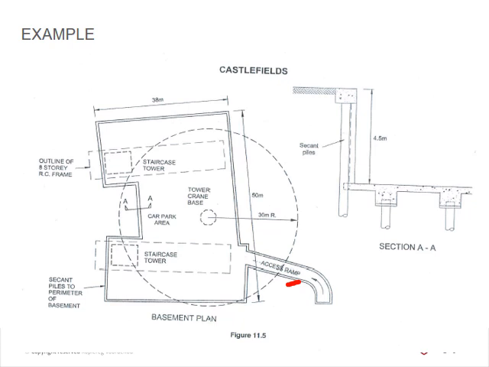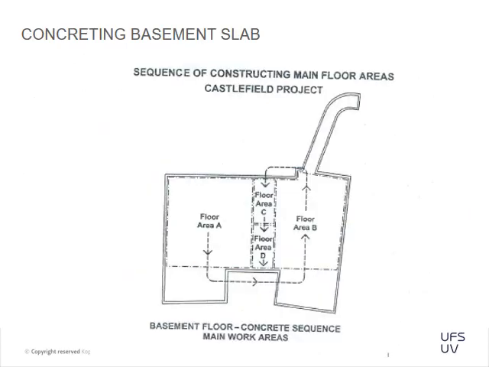Okay, I think it's fairly straightforward. Questions so far? So that's the one example. And then the second example is just the concrete pour itself. They just show how they're going to do the sequence of the construction of the main floor area. So they've progressed up to the ground floor, and then they show how they're going to pour their ground floor from one side to the other side, and then the permanent access to the basement via this section. So it's fairly straightforward.